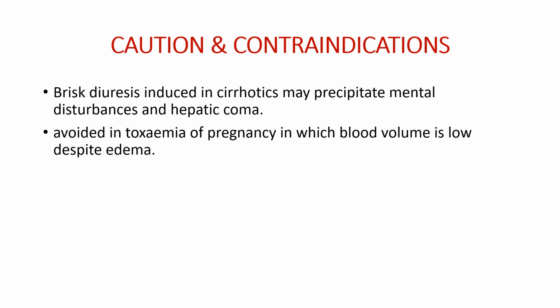Caution and contraindications with the use of diuretics. So diuretics are used with extreme caution in patients with cirrhosis because it may induce mental disturbances and precipitate hepatic coma because of associated hypokalemia. So hypokalemia can lead to alkalosis, which may inhibit the formation of urea from ammonia. So more ammonia will enter into the brain, which may lead to mental disturbances.